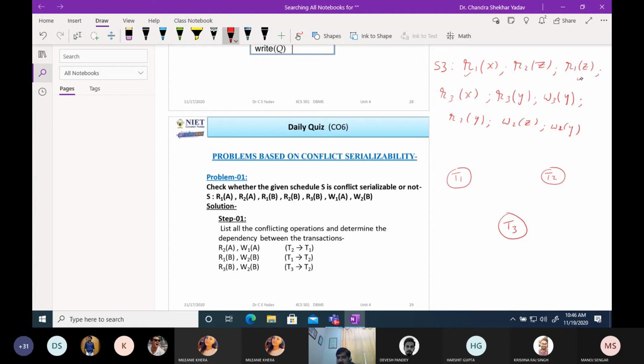Then we will see this instruction with all. Here, no conflict. In this case, no conflict. In this case, no conflict. In this case, no conflict. And what about this? Now conflict occurs. Why? Because transaction T1 performs a read operation on Z before T2 performs a write operation on it. So conflict occurs and we will draw an edge from T1 to T2. Did you get it? Yes, sir.